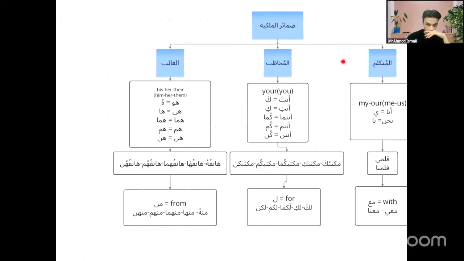And we have hum, it means they. And of course, when I say hum, I mean three or more, like a group of males. And hunna, and by the way, we have shadda on the noon, like hunna. So it's a group of females, three or more females. And the same thing for antunna, by the way, it also has shadda on the noon. You see, antunna, like that. Okay.